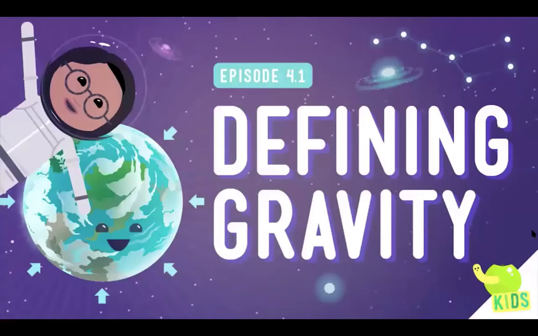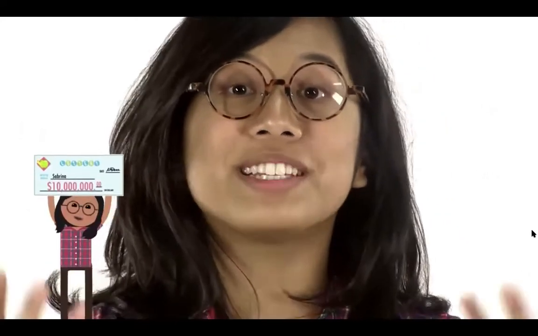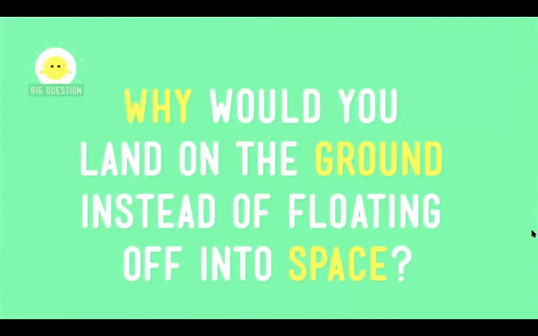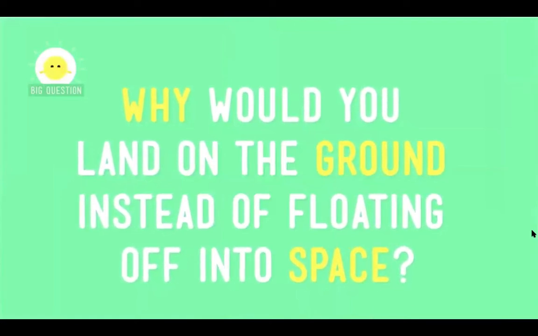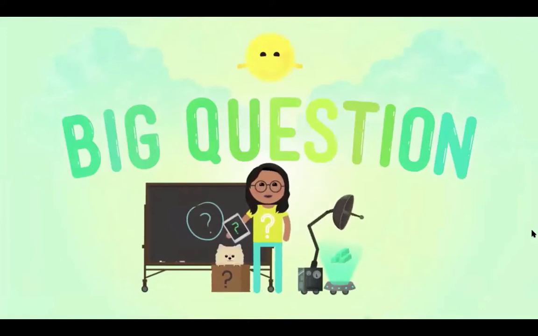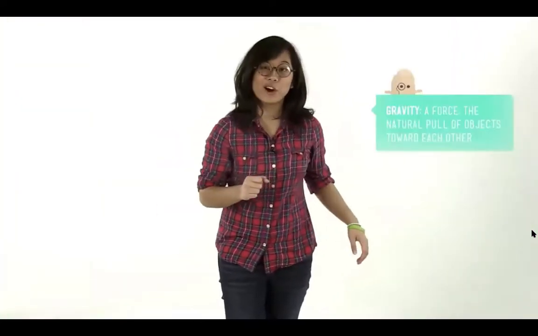If I told you that you just won the lottery, what would you do? If you're like me, you jump up and down and scream. And after you were done freaking out and jumping in the air, you'd land on your feet, right? But why would you land back on the ground instead of just floating off into space? It's because of a little something we call gravity.